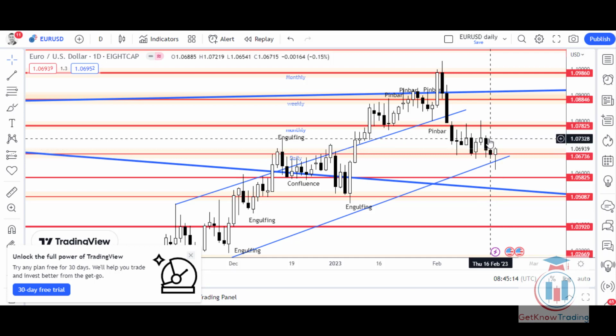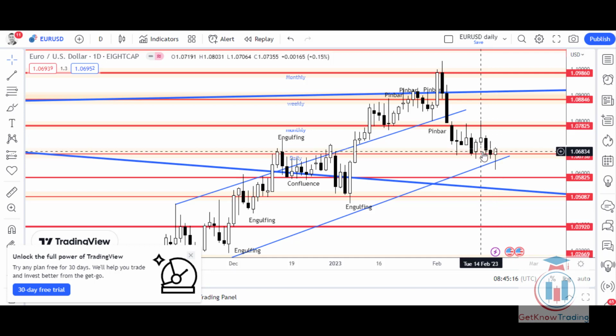We can see that on a Thursday the price reversed back down and reached again a support level where the demand zone is, around 1.06736, and then the price has formed again a bearish candlestick where the price has closed below the previous candles' lows and bodies, and then the price has continued to move down.